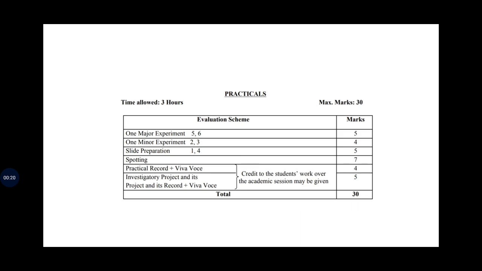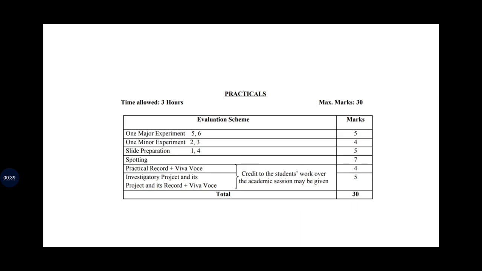Students, as you all know, your biology exam is of 100 marks, and out of that, 70 marks is for your theory examination and 30 marks are allotted for your practicals. So here you can see the bifurcation which is given by the board.